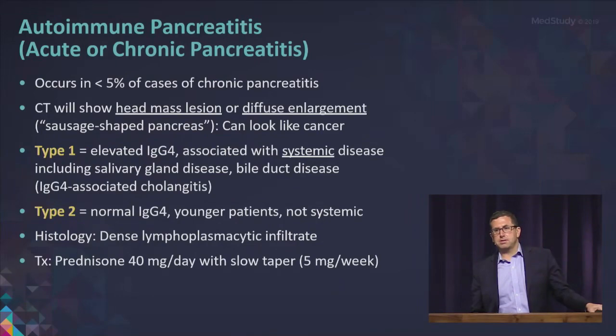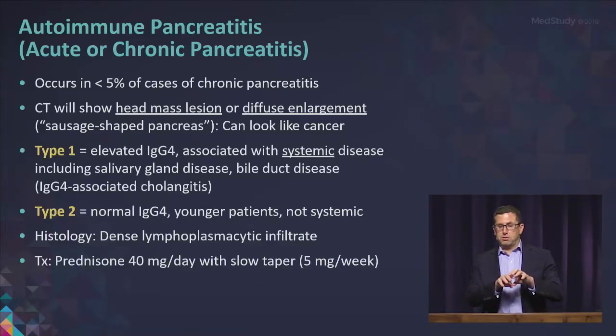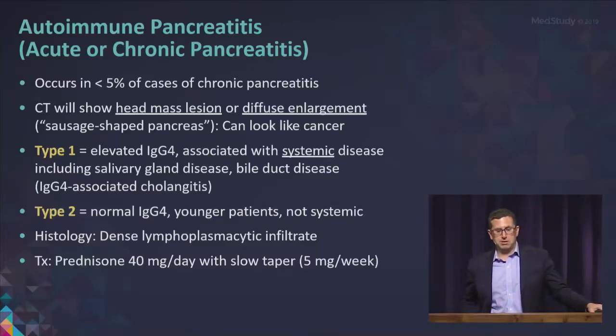Autoimmune pancreatitis is being more commonly recognized as an entity. It could lead to acute pancreatitis or chronic pancreatitis. It really occurs in a minority of chronic pancreatitis cases, though. Generally, CT will show a head mass lesion or diffuse enlargement, and it could really look like cancer. So you really have to be on the lookout and try and make the distinction between the two.